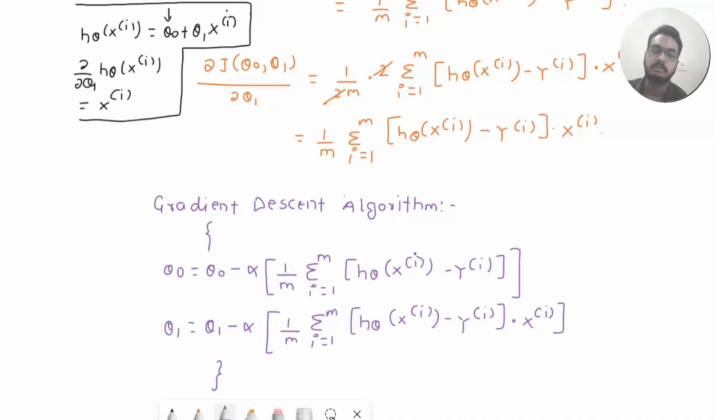This is how the two values theta 0 and theta 1 are updated, and this will be the final gradient descent algorithm, which helps us find the best fit model for our data by minimizing the value of the cost function near the global minima.